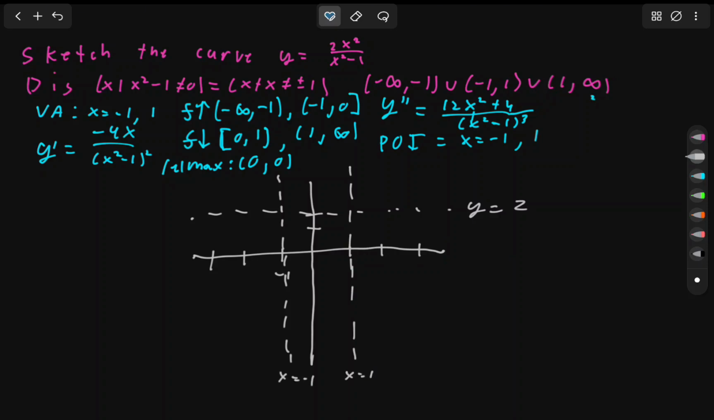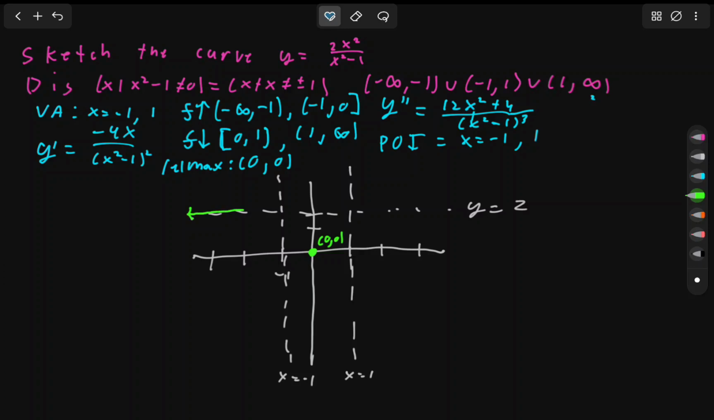All right. Now what do we do? Well, we need to plot a point. We know what the relative maximum is. It's 0, 0 here, so we're going to plot that point. And now let's look around this point to see what's going on. Well, we know f is increasing from -infinity to -1. However, we know it's also approaching this asymptote.